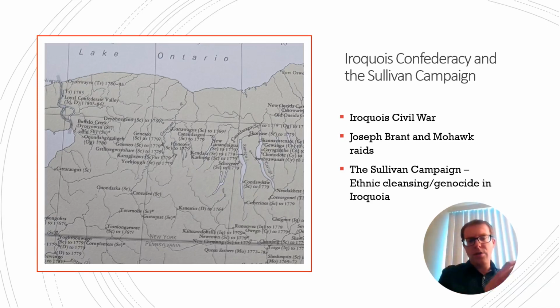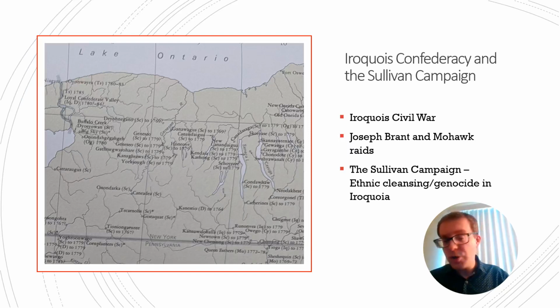Meanwhile, Mohawk raiders actually attack American settlements and attack pro-American villages in upstate New York. And one of the most prominent leaders of the Mohawks at the time was a person by the name of Joseph Brant, who had a lot of connections to British officials and was very strongly pro-British. And so, under Joseph Brant, the vast majority of Mohawks actually oppose the Americans.